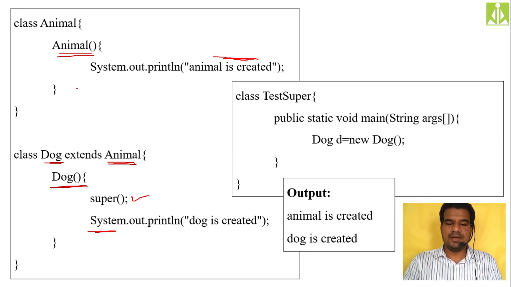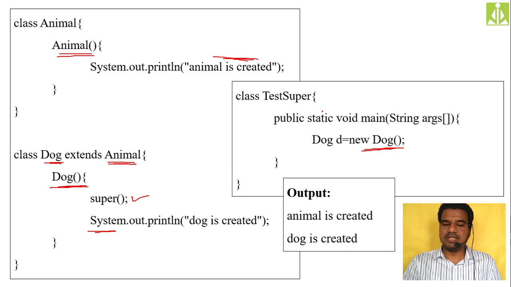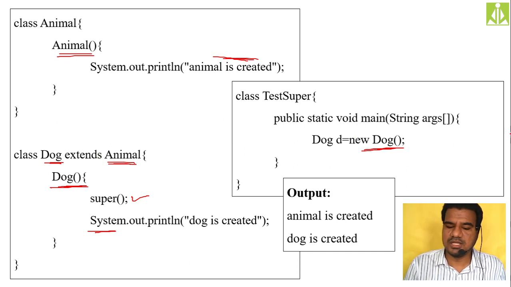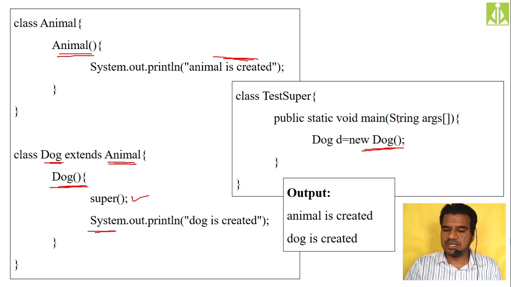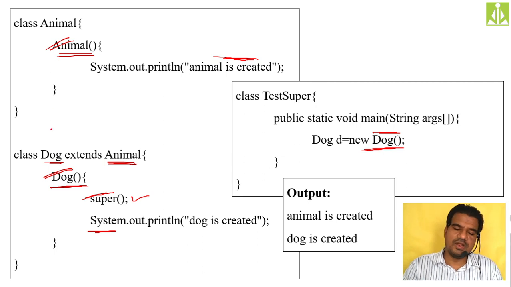So in this way, what will happen when you are creating the object of the dog class? We are not creating the object of the animal class, we are creating the object of the dog class. So this object creation will invoke the dog class constructor. This constructor method gets invoked, and inside that we are invoking super(). What will this super() do? It will invoke the animal constructor, the superclass constructor. So animal will get invoked.